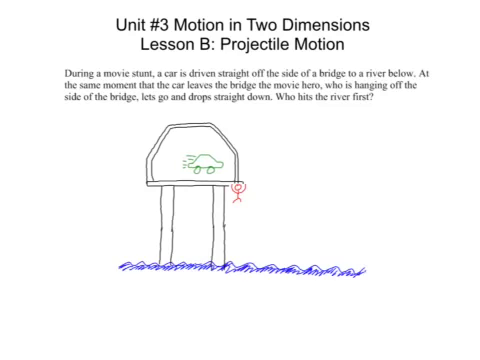So the situation is this. At the moment that the car leaves the bridge horizontally and travels to the water below, the person lets go and drops at the same time. The question is asking, which one of these two objects hits the ground first? Or will they hit the ground at the same time? We should be able to answer this question from this lesson.